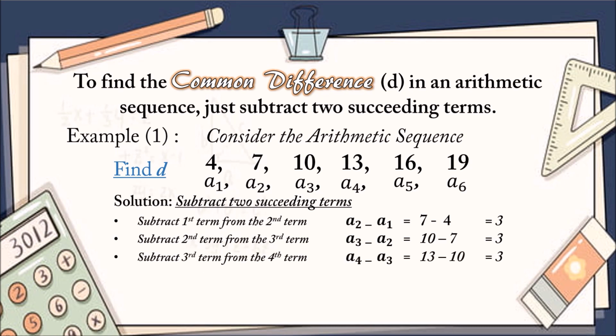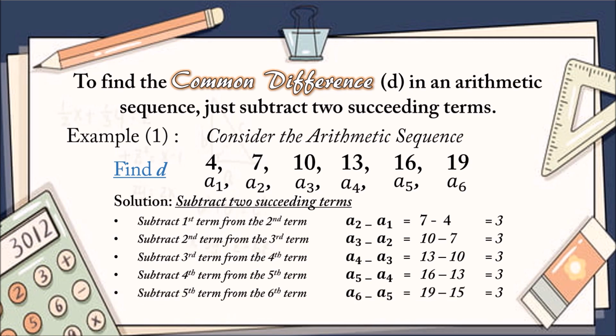Third, subtract the third term from the fourth term. That would be a sub 4 minus a sub 3. That is 13 minus 10 is equal to 3. We have to subtract the fourth term from the fifth term. A sub 5 minus a sub 4, which is 16 minus 13, which is 3. Last, subtract the fifth term from the sixth term. So we have a sub 6 minus a sub 5, which is 19 minus 16 is equal to 3. Therefore, the common difference or d is 3.